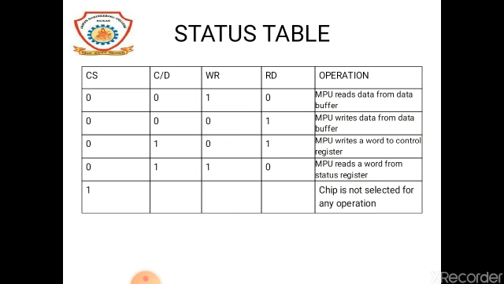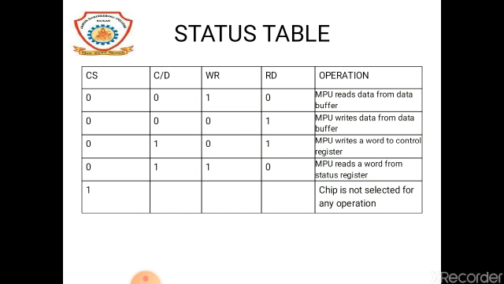In the third row we can see that CS is 0, C/D bar is 1 here. So what happens now? The control word register will be activated because C/D bar signal indicates that if we give 0 to this pin, then D function will be activated, and if we give 1, then C function will be activated. So C stands for control word register. Here in the next column, 0 is given to WR, so it is activated, and 1 is given to RD bar, so it is deactivated.